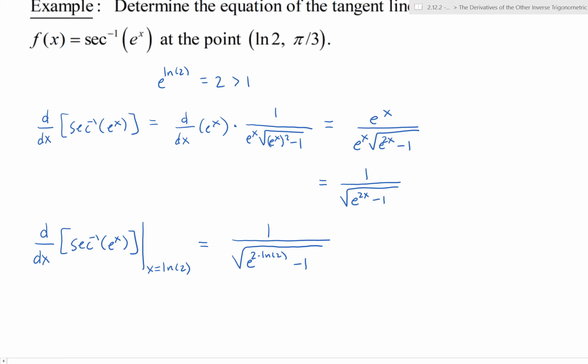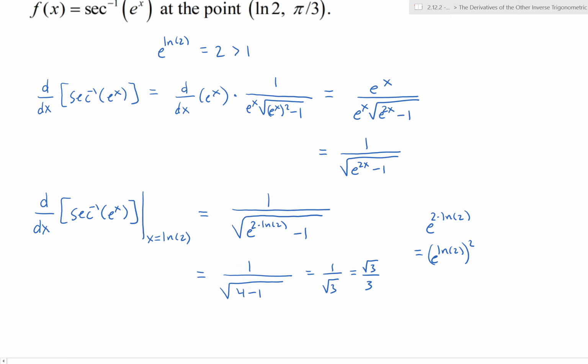Now, remember, off on the side here, e to the 2 times ln 2 is the same as e to the ln of 2, all squared. So e to the ln of 2 is just 2. Square that, you get 4. So in this case, I get 1 over the square root of 4 minus 1, which is 1 over root 3, or if you prefer, root 3 over 3. Doesn't matter to me.